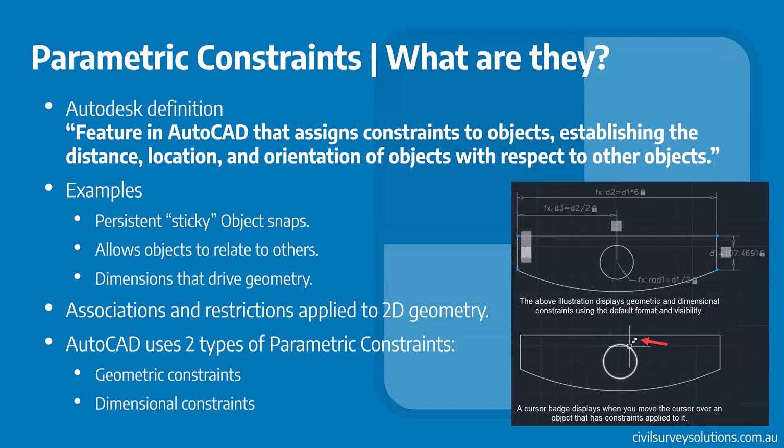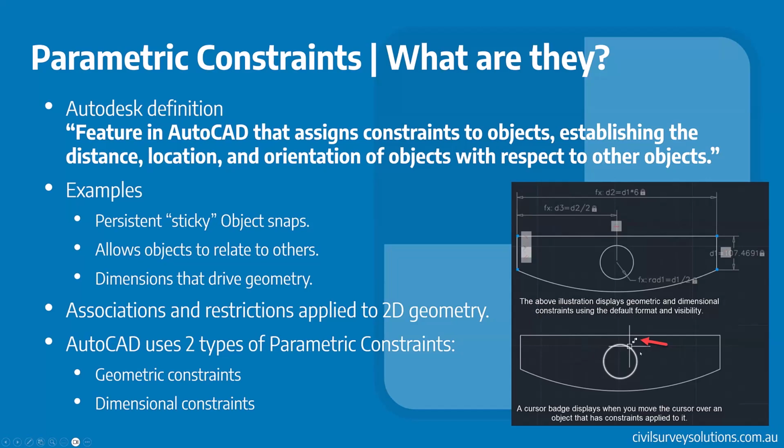AutoCAD uses two types of parametric constraints. There's geometric constraints, which will be the intersections, the endpoints, those sort of situations, and dimensional constraints, which are similar to dimensions, but will give control over the lengths of things. We've got an example over on the right-hand side here. We've got some dimensional constraints in here, and we've got a formula that's been placed in here, and we've got these controls in here.